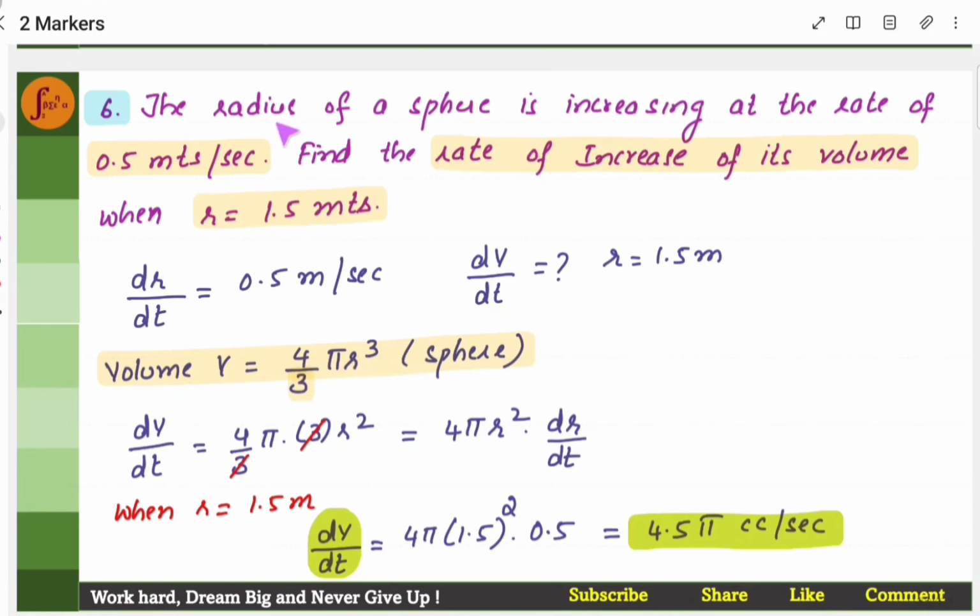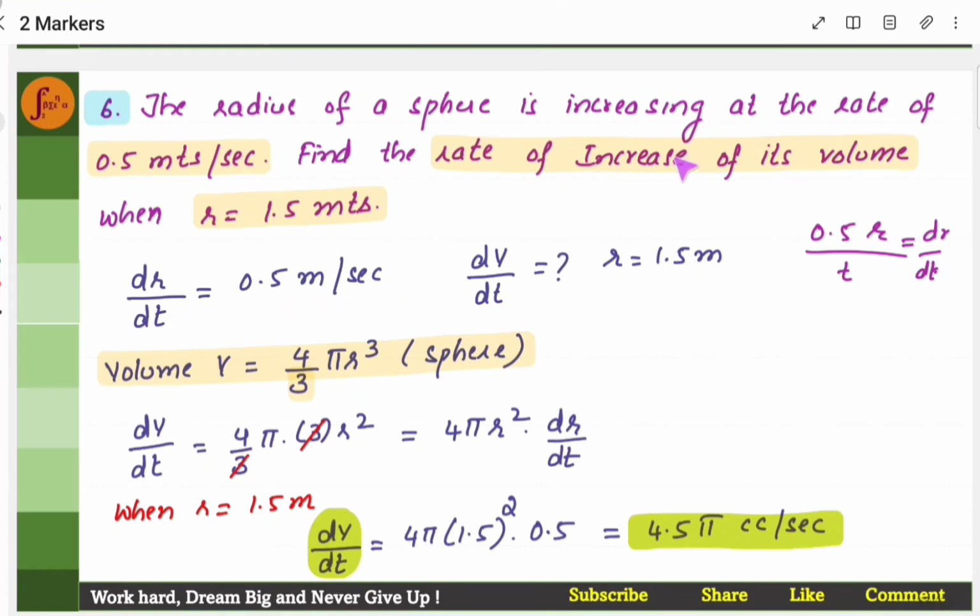What is it they've given? They've given that the radius of the sphere is increasing at the rate of 0.5 meters per second. Increasing at the rate means they've given dr by dt. So there is time here. So it's dr by dt, and dr by dt is 0.5 meters per second.